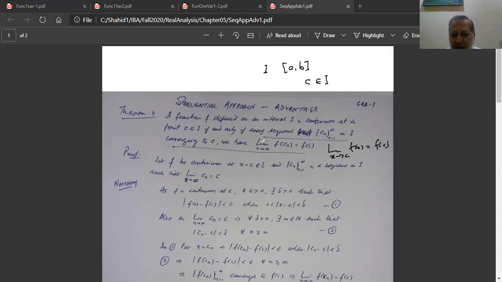तो थ्योरम का असल मैसेज ये है कि इस इंटरवल में ऐसी तमाम सीक्वेंसेस जो c पे कन्वर्ज कर रही हों उनकी इमेज सीक्वेंसेस बनाऊं और उनमें से हर इमेज सीक्वेंस जो है वो f(c) पे कन्वर्ज हो, तो फंक्शन कंटिन्यूस होगा। अगर ऐसा होगा तो फंक्शन कंटिन्यूस होगा, और कंटिन्यूस फंक्शन कंटिन्यूस होगा तो ये सब कुछ ट्रू होगा। A proof is described.